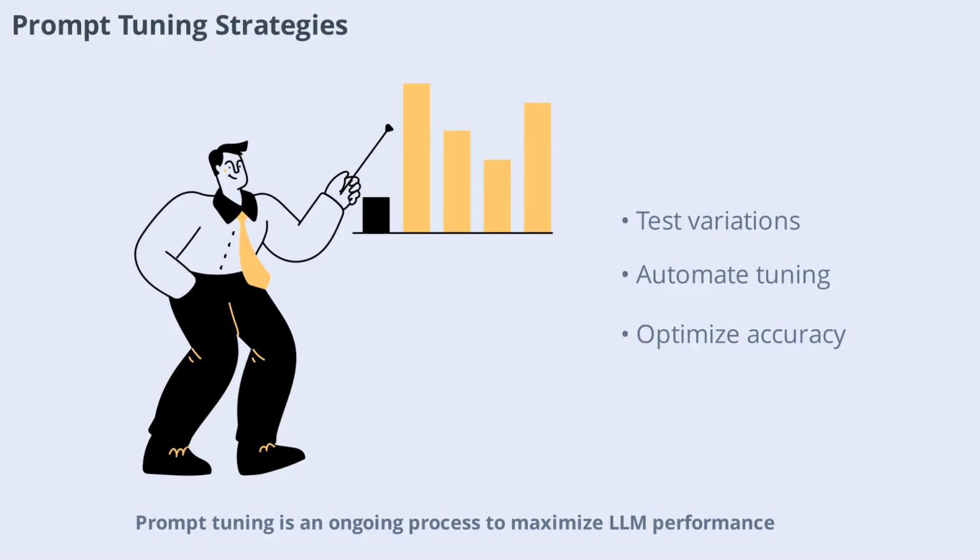Prompt tuning is an ongoing process to maximize LLM performance. Experiment with prompt phrasing, context length, and example selection. Use automated tools like DSPy to test variations and optimize for your target metric. Regularly update your prompts based on evaluation results to keep your application accurate and efficient.